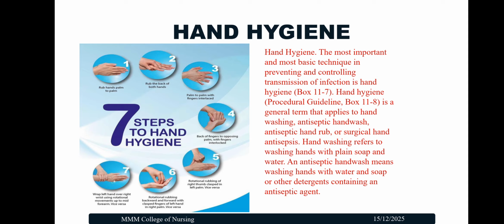If we follow the hand hygiene steps regularly, we can prevent the spread and transmission of infection, and we can control the infections that spread from the nurses or healthcare workers to the patient. We should wash our hands using antiseptic hand wash, or we can also use the antiseptic hand rub. We can also have surgical hand wash techniques. And washing refers to washing hands with plain soap and water or in lukewarm water. It should be a sterile technique.